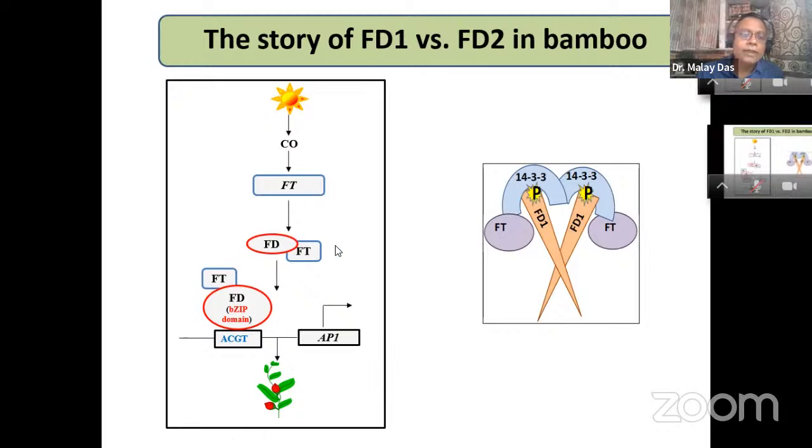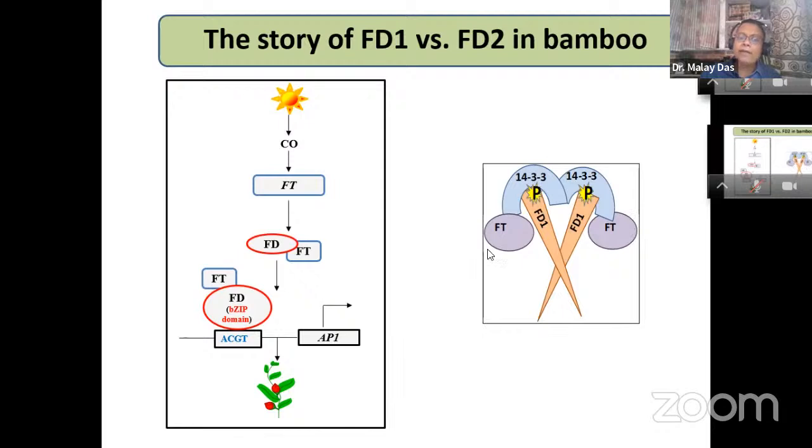is active, that FT interacts with FD, and once FD is active, the BZIP domain of FD goes and interacts with the ACGT region present in the promoter of AP1. So in other words, in order to induce flowering, the BZIP domain of FD has to interact with the ACGT region of the AP1 promoter. And this is how the interaction takes place.